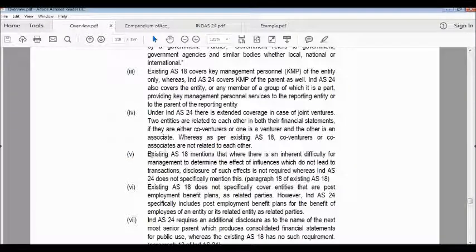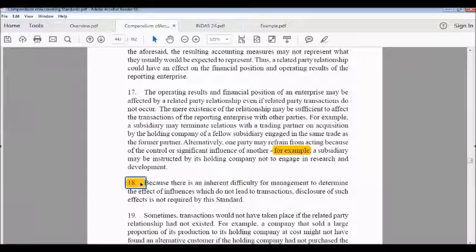So it says existing accounting standard 18 mentioned that where there is an inherent difficulty for management to determine the effect of influence which does not lead to transaction, disclosure of such effect is not required, whereas Ind AS 24 does not especially mention this. Paragraph 18 of Ind AS 18. Before we start to read this one, we also have to take the context from paragraph number 17.